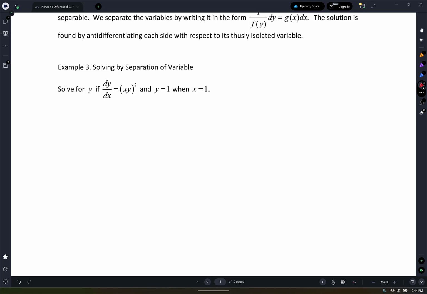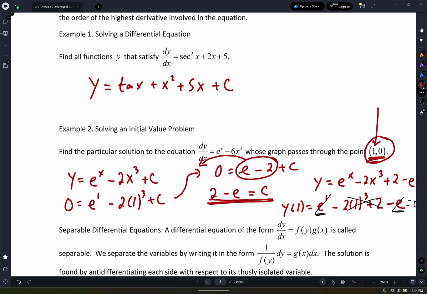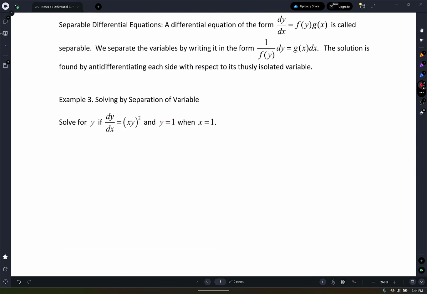Notice that this derivative, dy/dx, is in terms of x and y. Before, look at example 1 and example 2. Example 1 was always in terms of x. Example 2 was always in terms of x. So it was simple to do the antiderivative. Does that make sense? Now we have x's and y's, so we're going to group the x's with the x's, the y's with the y's. Cool or not cool?